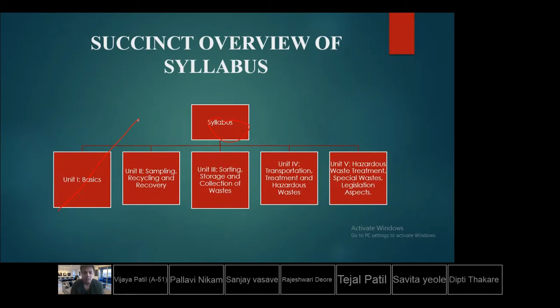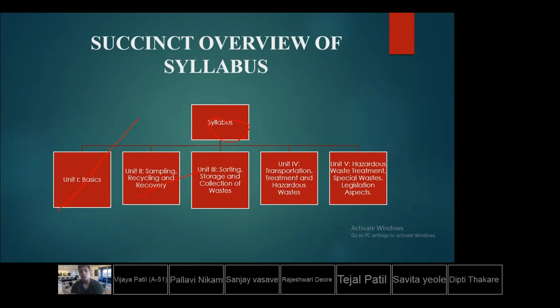Then unit two deals with sampling, recycling, and recovery. What type of sampling should be done, what type of recycling and recovery. You might have heard these terms in your previous classes, perhaps in environmental studies, where you studied what recycling and recovery are. There are the 3 R's you might all be familiar with, for example reuse, recycle, and recovery. Unit two will deal with that. This is the succinct, brief overview of the syllabus that we are seeing today.